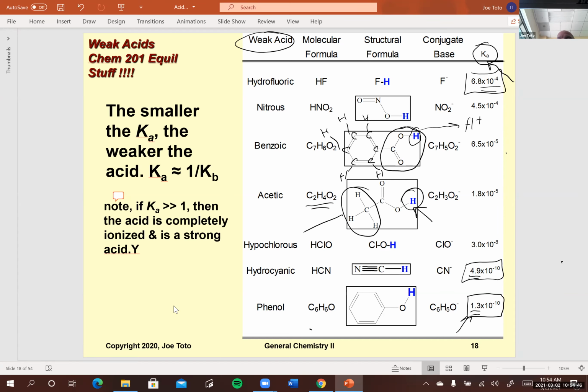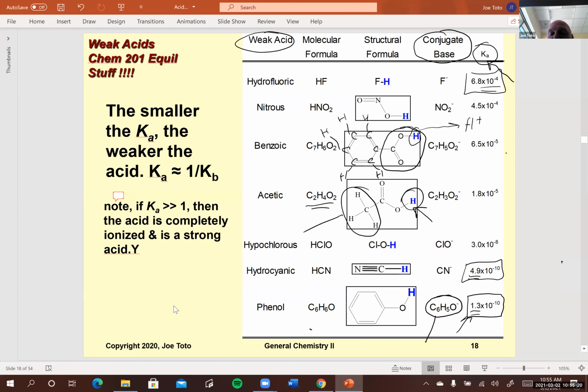Now, I'm going to ask you one more question before we break our discussion, and that is, out of all the conjugate bases in this list, which one is the strongest conjugate base? Would it be phenol? Yes, it's the phenolate anion down here.